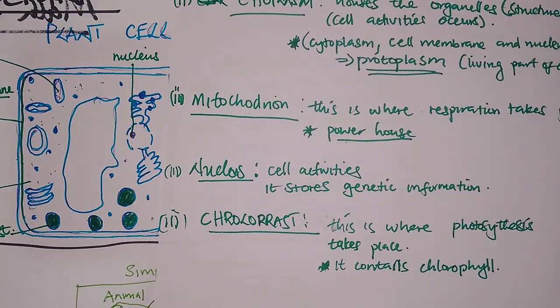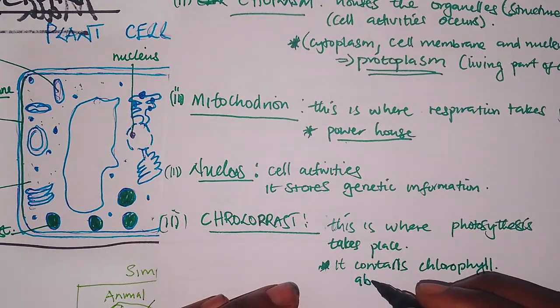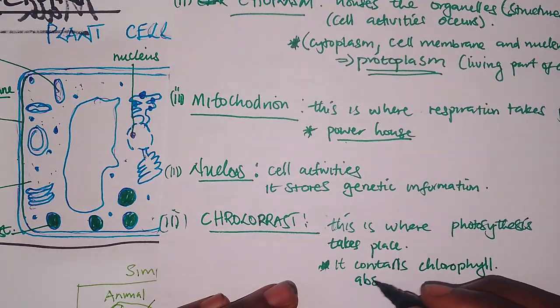Yeah. So we have talked about two structures. The mitochondria. Remember, the mitochondria is present in both the animal cell and the plant cell. But chloroplast is only present in a plant cell. Why? Because chlorophyll is responsible for absorbing energy or absorbing light.